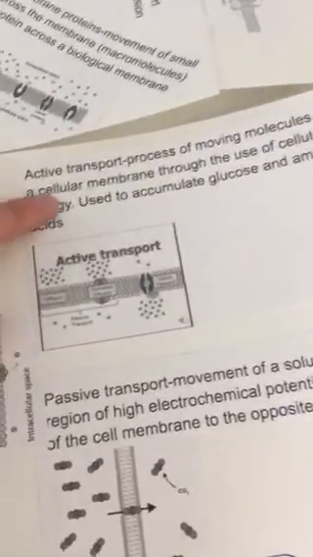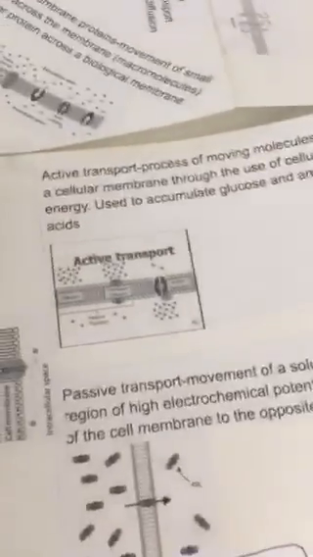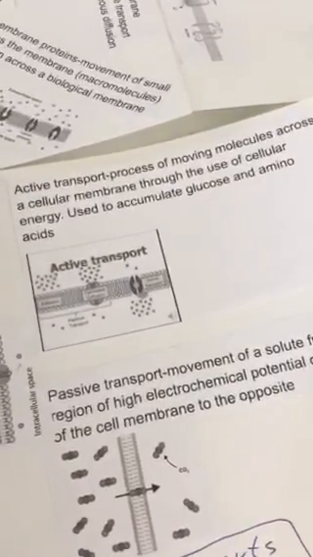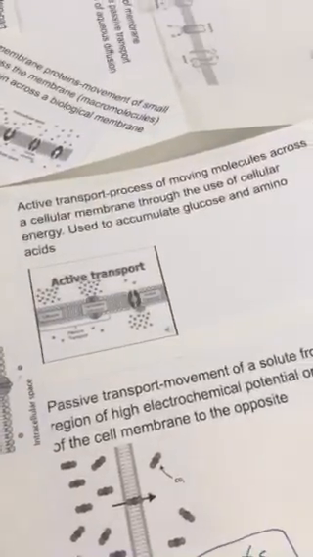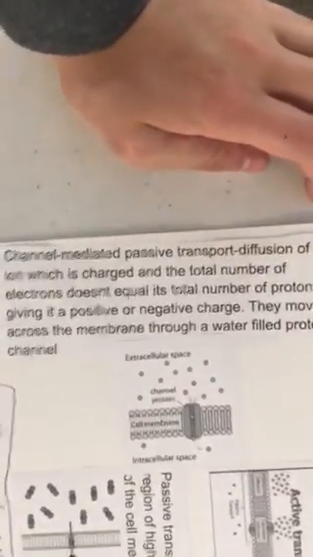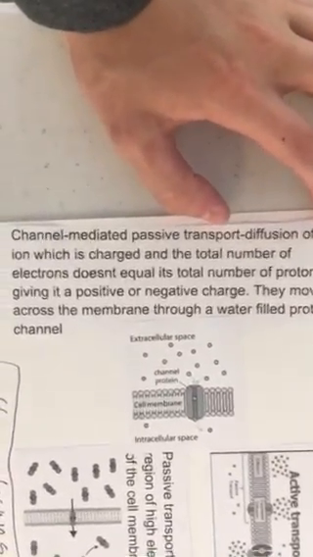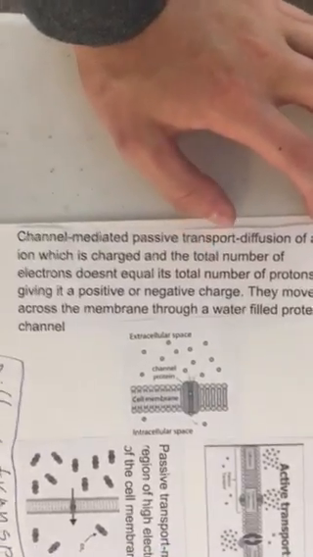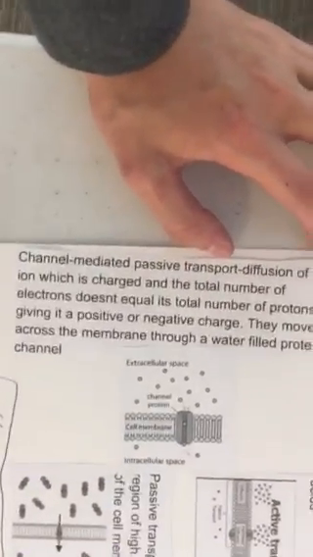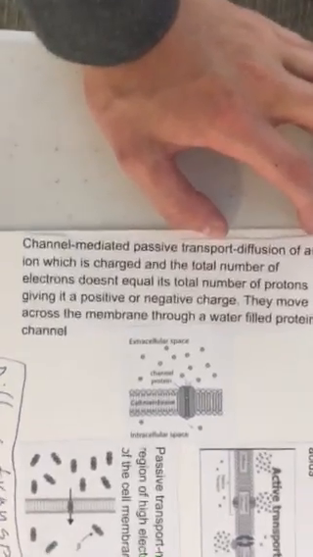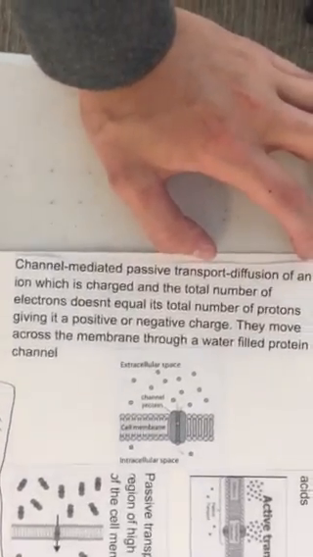But now we move into different transport methods of molecules inside and outside of the cell. We start off with active transport, which is the process of moving molecules across a cellular membrane through the use of cellular energy, used to accumulate glucose and amino acids. Then we have channel-mediated passive transport, which is diffusion of an ion, which is charged, and the total number of electrons doesn't equal its total number of protons, giving it a positive or negative charge. They move across the membrane through a water-filled protein channel.